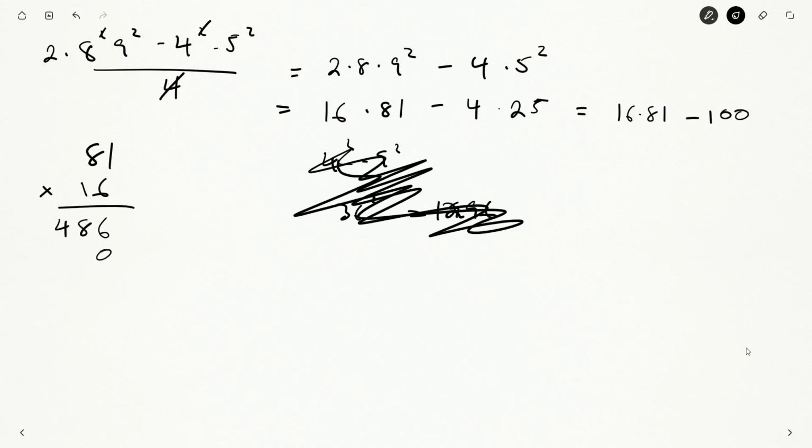4 and 8, 0, 1, 8, 6, 9, 12. Okay, so we get 1296 minus 100. And that we can all do: 1196.